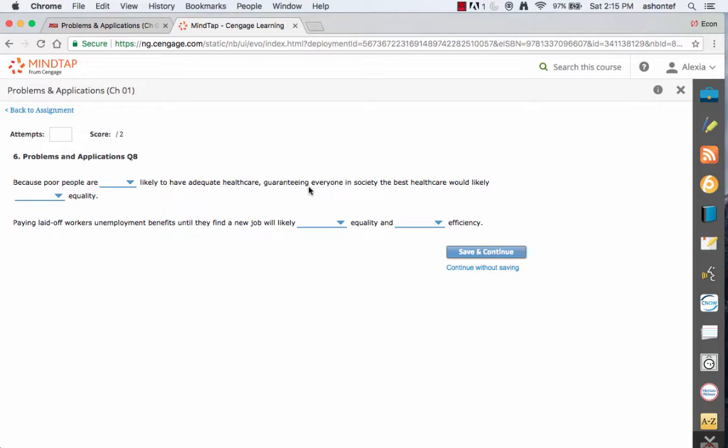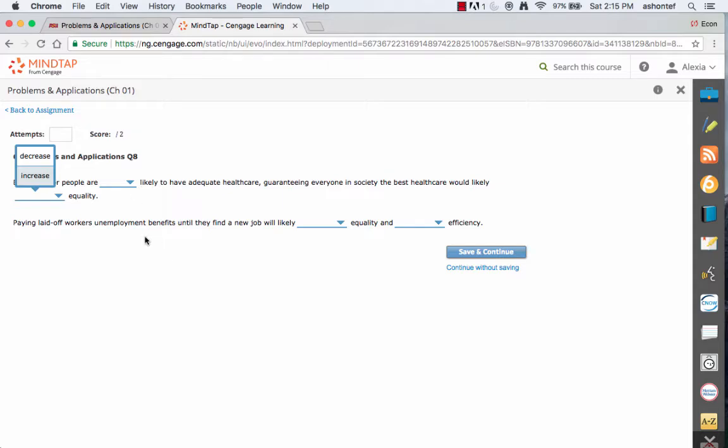Comma, guaranteeing everyone in society the best health care would blank equality. So if we were trying to make things more equal amongst people, if we guarantee everyone in society should have good health care, what's going to happen to equality? And I think you can answer that.